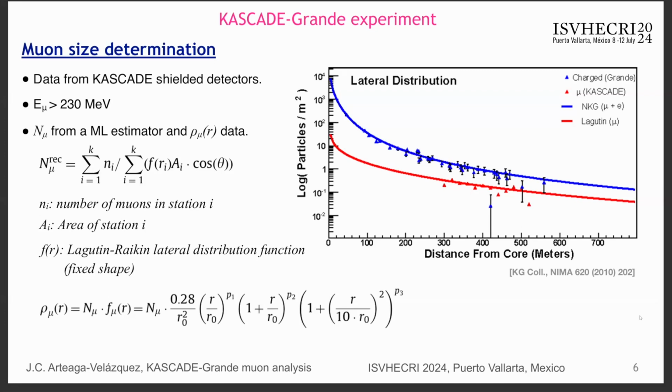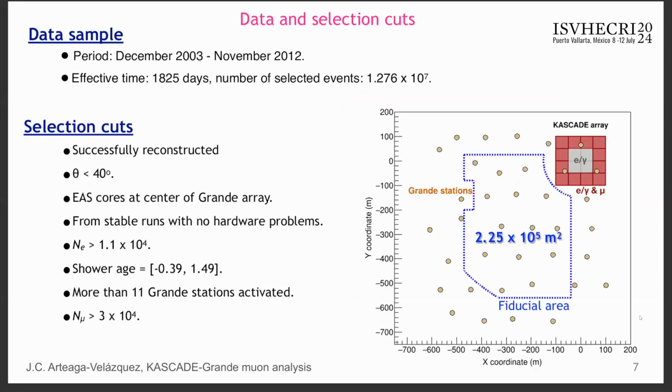As you can see, for example, from this plot of a real shower, you can see the lateral distribution measured by KASCADE and the fit using this maximum likelihood estimator. Now, for this analysis, this is the data sample that we have employed. It was data taken between December 2003 and November 2012, almost the whole observation period of KASCADE-Grande.